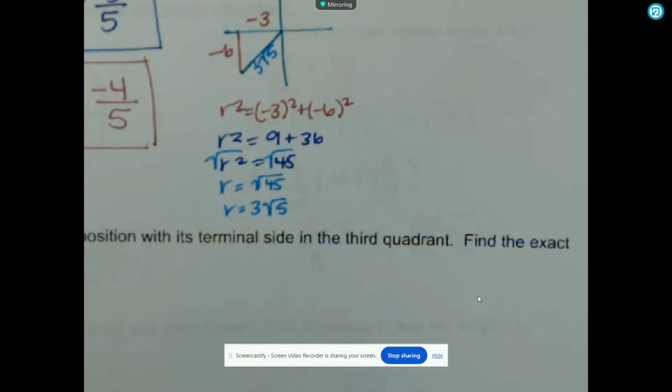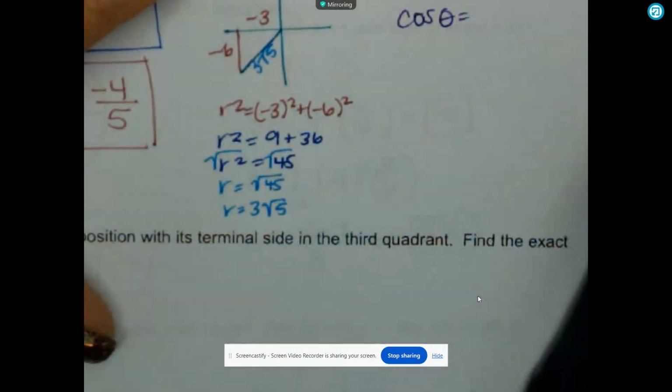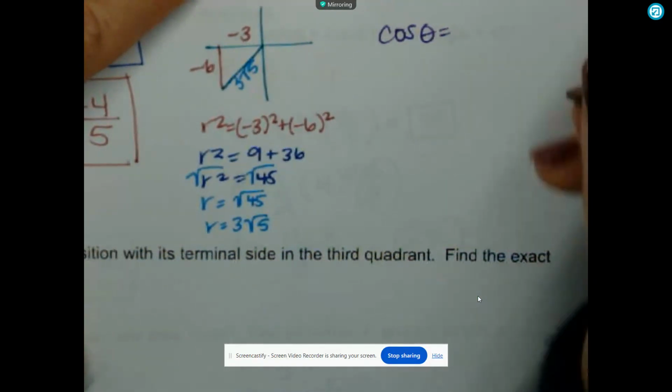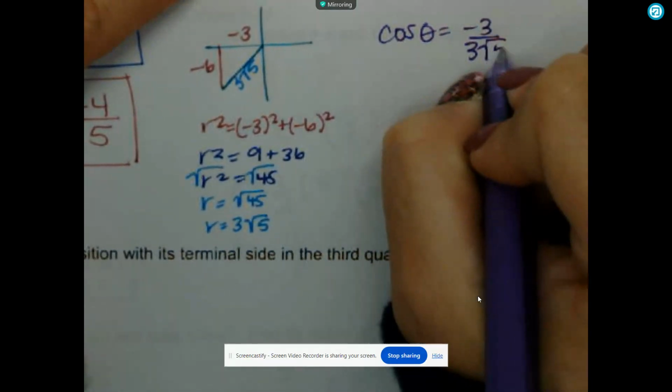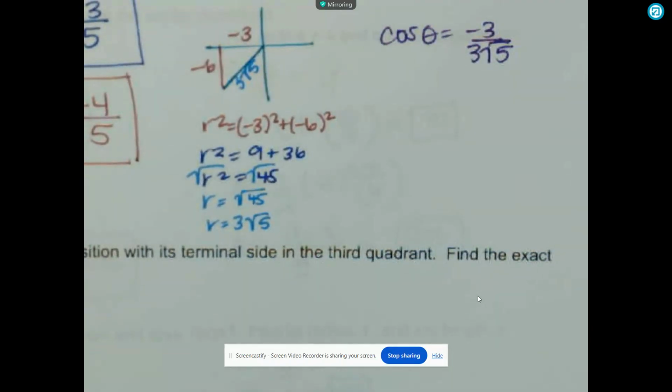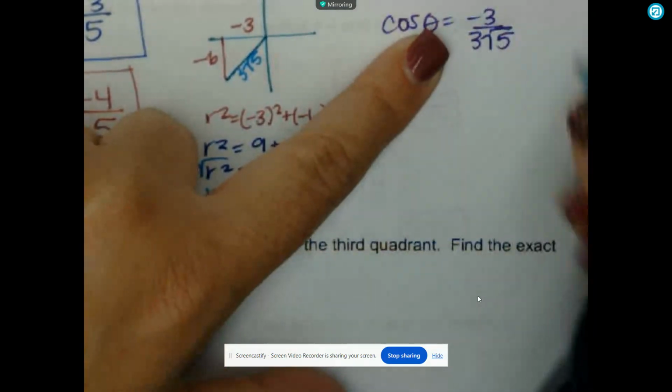All right, so cosine first. So cosine of theta is, what's our x? Negative 3 over 3 square root of 5. Can I leave it like this? No, I cannot. Okay, so I have to get rid of that radical. Well, first of all, what happens to the 3's? They can cancel, okay? So I technically just have a 1 on top now.